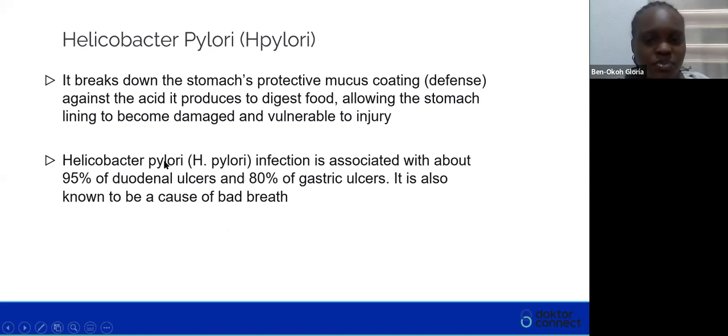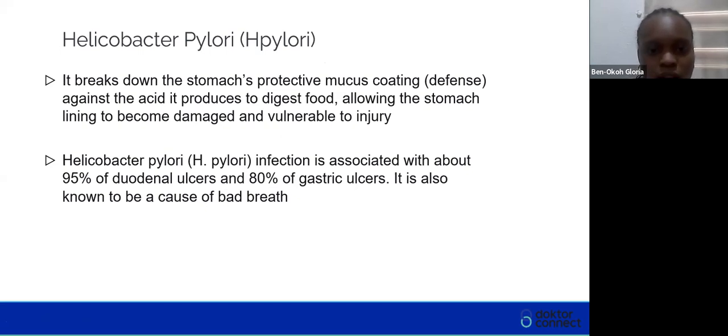I remember, like I said, in duodenal ulcers, 95% of people who have duodenal ulcers actually have this infection. And that's for the duodenum. People who have been found to have stomach ulcers, about 80% of them have also been associated with this H. pylori infection. And if you were in our previous discussion where we talked about bad breath, I'm sure this H. pylori infection is not something you're hearing for the first time. It has also been shown to cause bad breath. So this infection can cause bad breath, and it can cause ulcers.